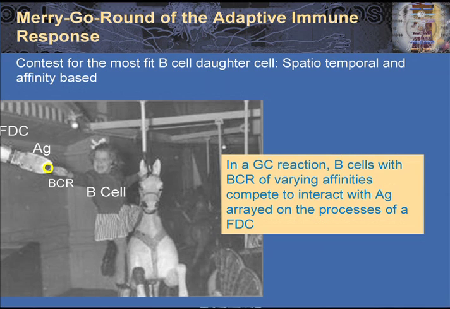And shown here a little bit closer up, you can get a better sense that in a germinal center reaction, B cells with BCR of varying affinities compete to interact, and the one that wins has the highest affinity for the antigen that's arrayed on the processes of a follicular dendritic cell. In the first section, we've covered the basic functions of the adaptive immune system and how coordinated responses can come from interactions of antigen-specific B cells and T cells.